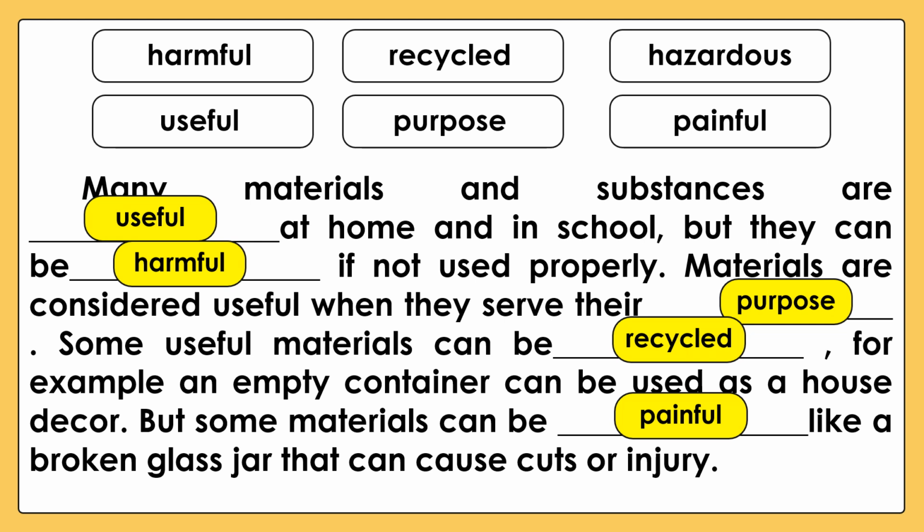This time, let's read again. Many materials and substances are useful at home and in school, but they can be harmful if not used properly. Materials are considered useful when they serve their purpose. Some useful materials can be recycled. For example, an empty container can be used as a house decor. But some materials can be painful, like a broken glass jar that can cause cuts or injury.